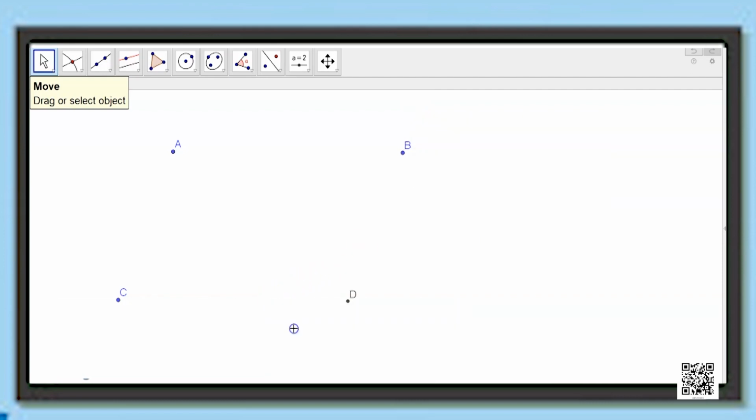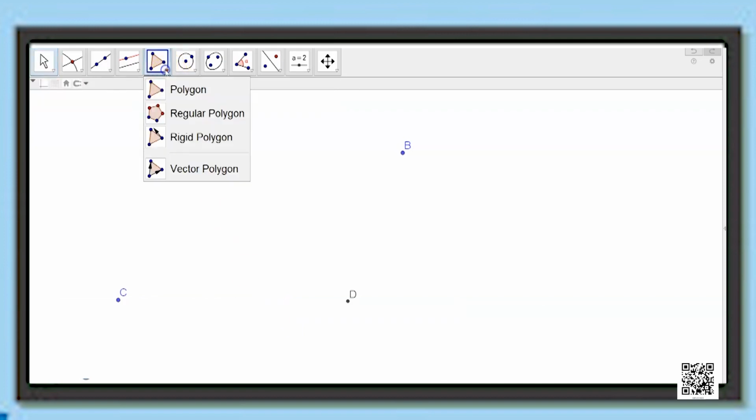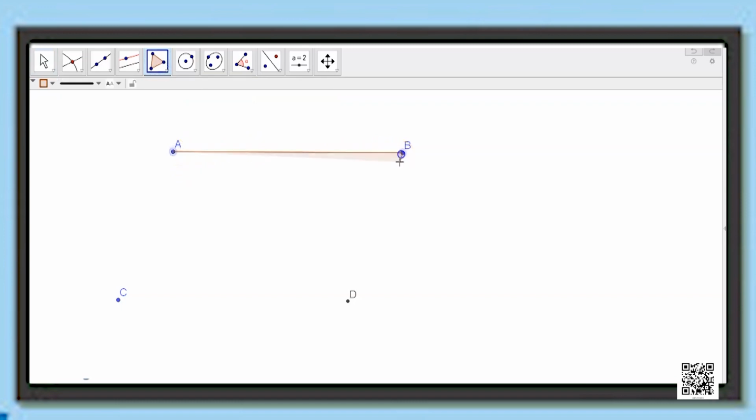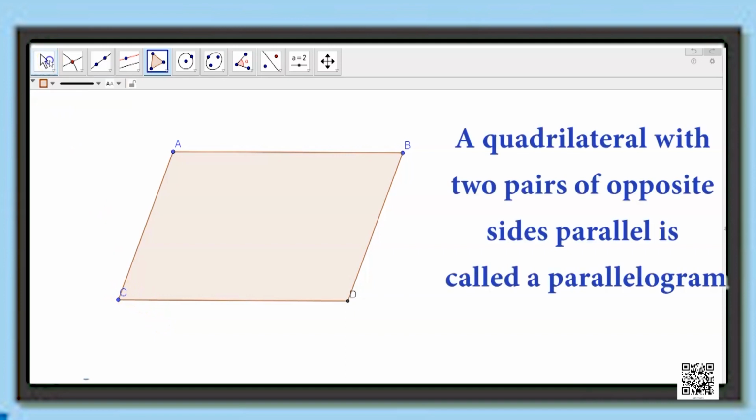So I have removed all the lines. Now I'll select the polygon tool and draw a polygon passing through these 4 points A, B, D and C. So my polygon is ready, or in more specific terms, it's a quadrilateral where the opposite sides are parallel, and hence this quadrilateral A, B, D, C is a parallelogram. A quadrilateral with 2 pairs of opposite sides parallel is called a parallelogram.